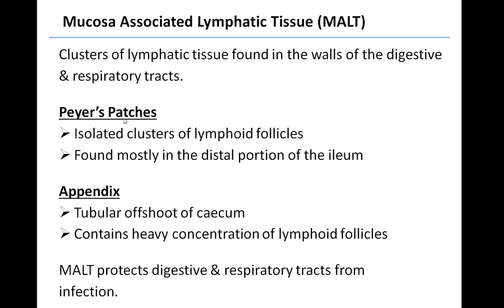It's an offshoot of part of the large intestine we call the cecum. It has a heavy concentration of the lymphoid follicles which contain the lymphoid cells. It has nothing to do with the digestive function. So, as we have with the tonsils, these mucosa-associated lymphatic tissue structures, such as the appendix and the Peyer's patches, provide protection from infection. And that concludes this lecture.